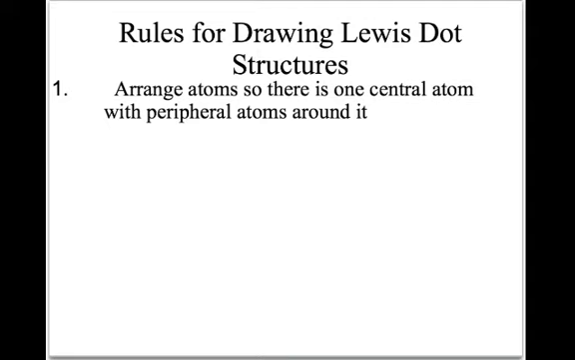The next step is to arrange the atoms so that there is one central atom with the peripheral atoms around it. So again, if we're talking about CF4, generally the first atom in the compound is the central atom, so we would put it in the middle, with the fluorines, which are the peripheral atoms, around it.